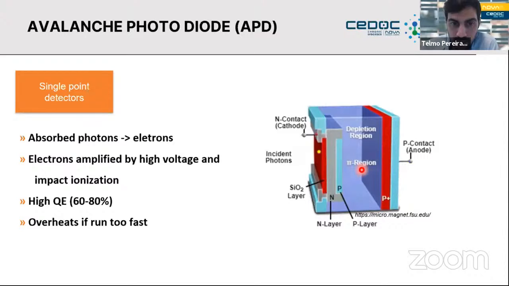And then by a phenomenon called impact ionization, they elicit extra electrons out of the material, as you can see here depicted in red and blue. It amplifies the signal, which then amplifies the charge. The charge will be read and then converted into a digital number. These detectors have a much higher quantum efficiency, but the downside is that they overheat if they run too fast. So they are slower in acquisition when you compare them to the traditional PMTs.